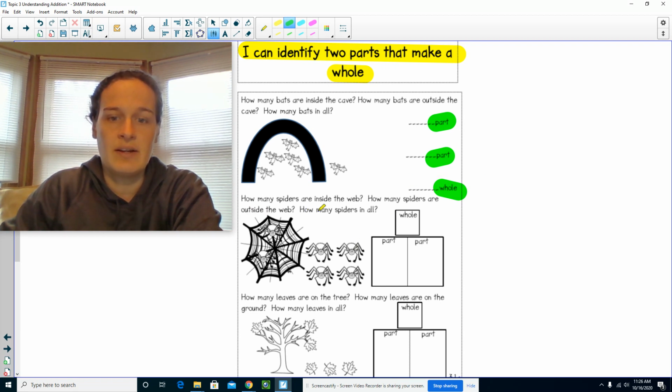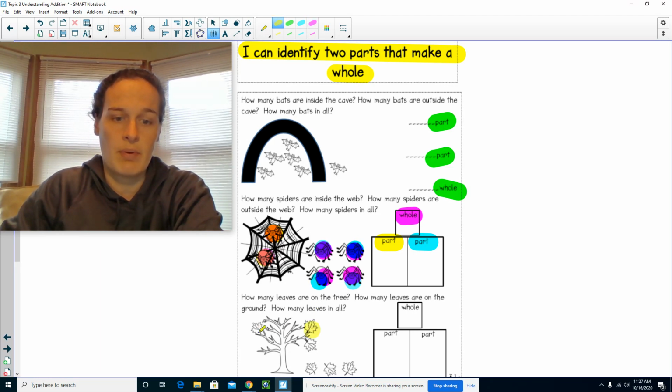Down here it says how many spiders are inside the web, how many spiders are outside the web, how many spiders in all. Again, when we do the part, that'll be the part on the inside. This is the part on the outside. And then you will have your whole, which is all of the spiders. Same thing down here. They want to know how many leaves are on the tree. So that's 1 part. They want to know how many leaves are on the ground. So that's the other part. And then your whole is how many all together. Okay? Have fun today doing your math sheet.